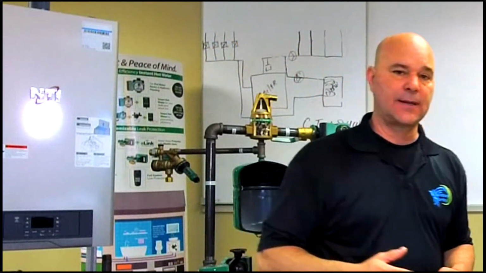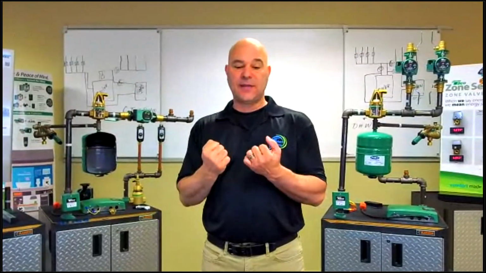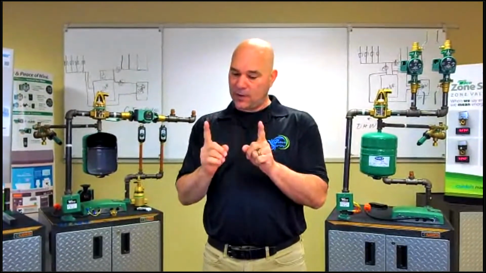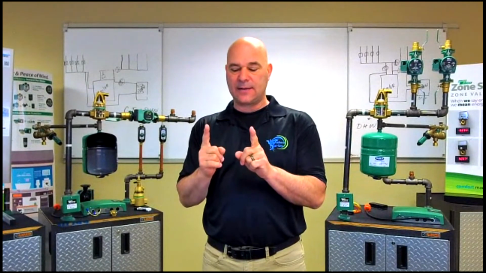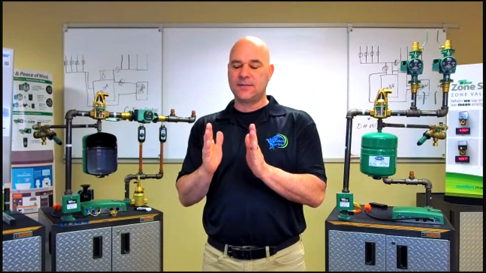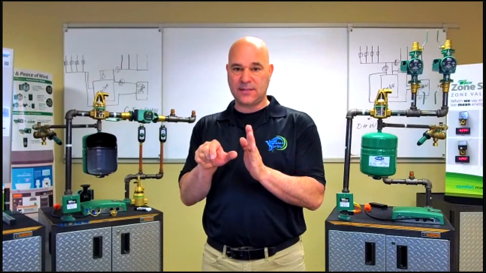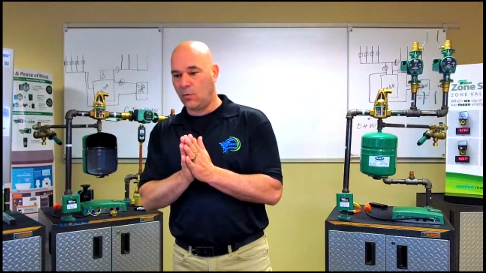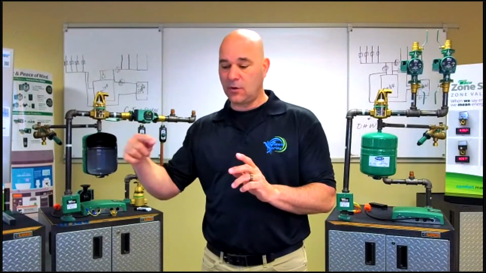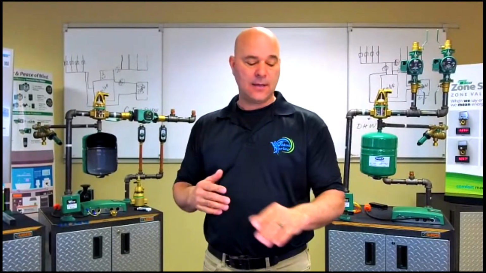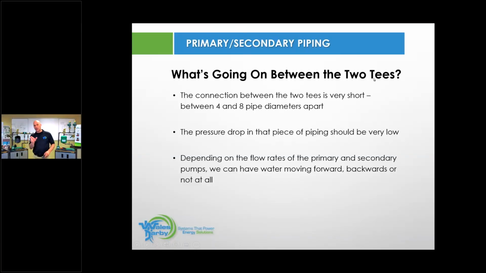So for primary, secondary, we need 2 closely spaced T's. And what those closely spaced T's do is 4 to 8 pipe diameters, outside dimension to outside dimension. What that does is it allows us to manipulate the water between those 2 closely spaced T's. And so water can sit still, water can flow through, or water can actually flow in a reverse flow through the closely spaced T's.